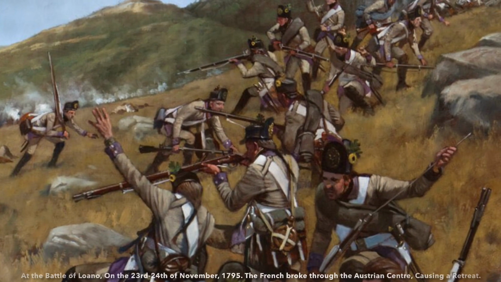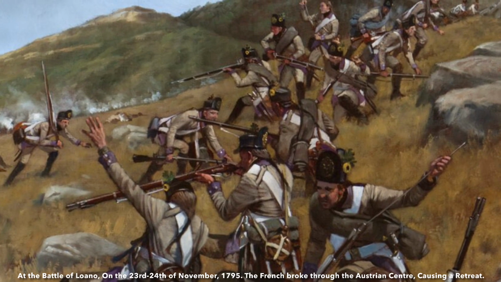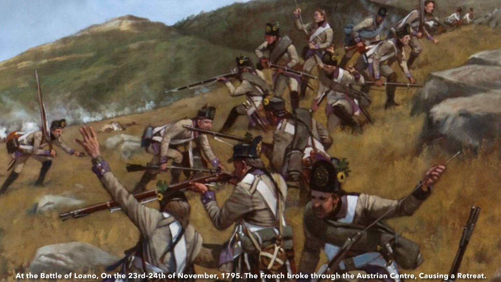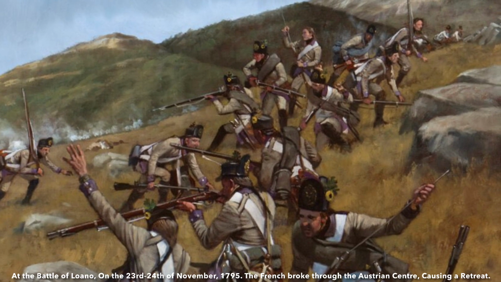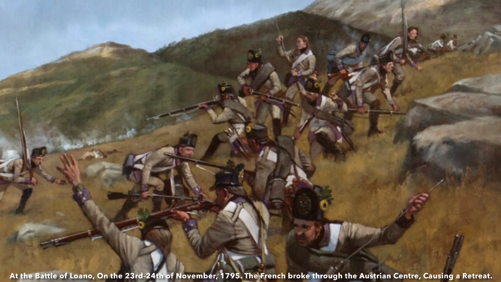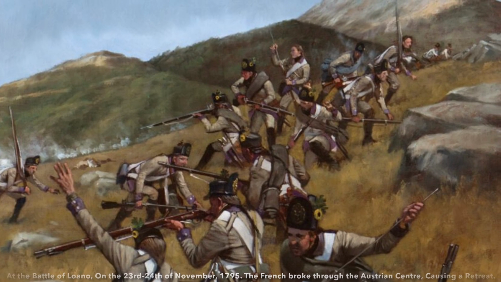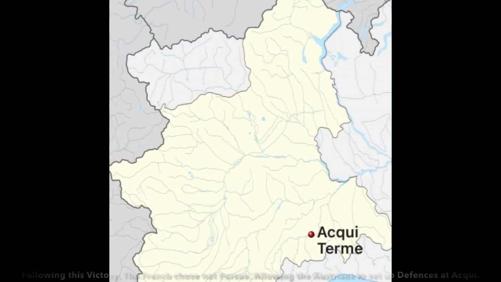At the Battle of Loano, on the 23rd to the 24th of November, 1795, the French broke through the Austrian centre, causing a retreat. Following this victory, the French chose not to pursue, allowing the Austrians to set up defences at Acqui.